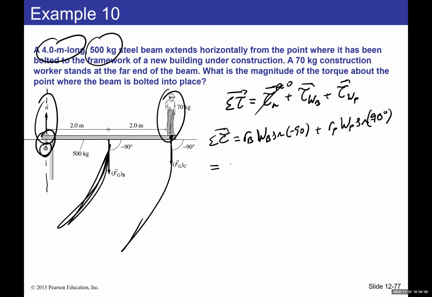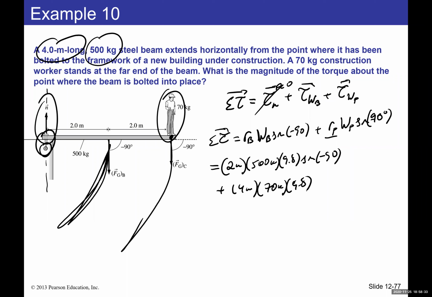So this becomes 2 meters, then times the weight. The beam is 500 kilograms, then times 9.8, then times sine of negative 90, plus 4 meters for the position of the person. Its mass is 70 kilograms, so 70 times 9.8 is the weight, because it has to be the weight, not the mass. Then times sine of negative 90.